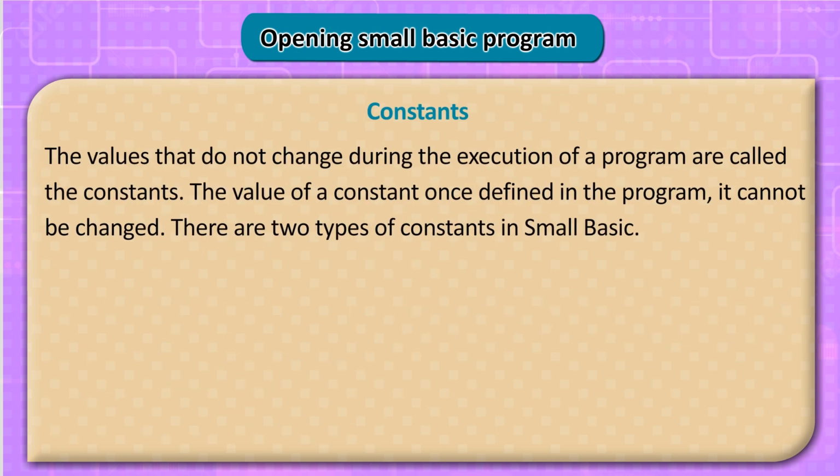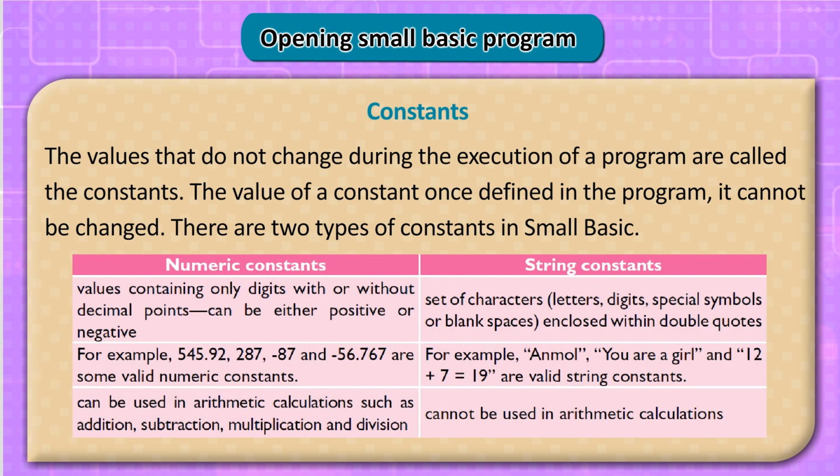Constants. The values that do not change during the execution of a program are called constants. Once the value of a constant is defined in the program, it cannot be changed. There are two types of constants in Small Basic. Numeric constants: values containing only digits, with or without decimal points, which can be either positive or negative. String constants: a set of characters, letters, digits, special symbols or blank spaces, enclosed within double quotes.